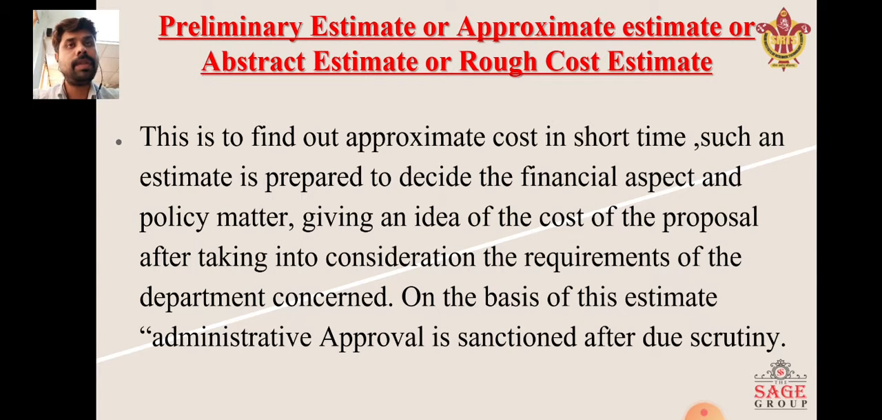This means the preliminary estimate is a type of approximate estimate, which is a short time, or we can say less time consuming estimate. So we can just get an idea of our project's budget. It also gives an idea of the cost proposal after taking into consideration the requirements of department. On this basis, the administrative approval from the government authority, we can easily sanction it. So if we want to get a sanction of a competent authority, we have to prepare a preliminary estimate and tell the rough cost of the project or the structure.